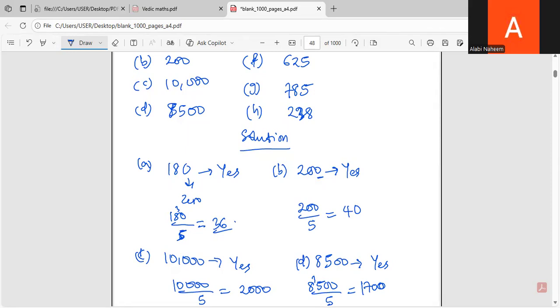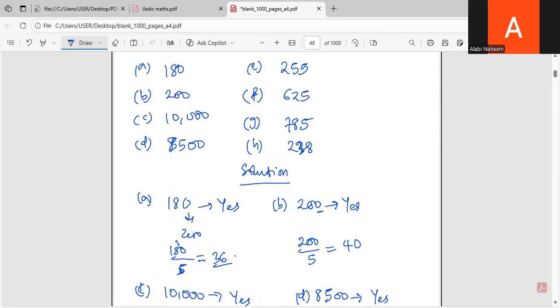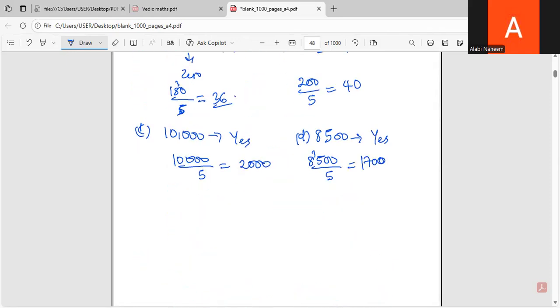Now, for the ones that end in 5, we have 255, 625. 255. Does it end in 0 or 5? It ends in 5, so it is divisible by 5. Let's confirm that. 255 divided by 5. 5 in 25 is 5. 5 in 5 is 1. So we are correct. The next one is 625.